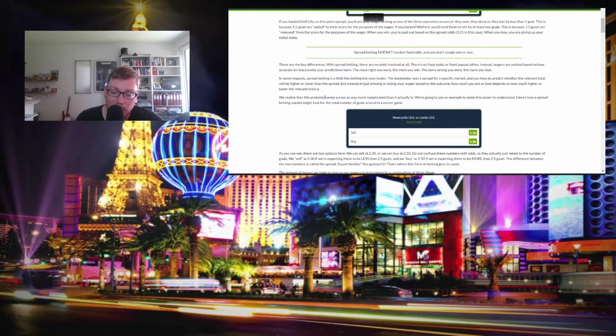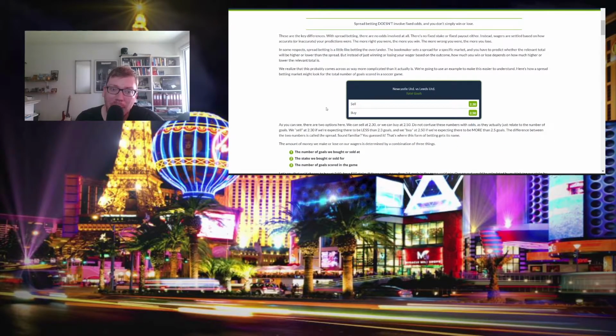You can bet on games having goals more than one or less than two or whatever. Or that maybe more than 10 corners are performed in the overall game, or less than 10 corners, and this is similar. So how much you win and lose depends on how much higher or lower the relevant total is. I realize that this probably comes across as way more complicated than it is. We're going to use this example here to make this easier to understand for you.